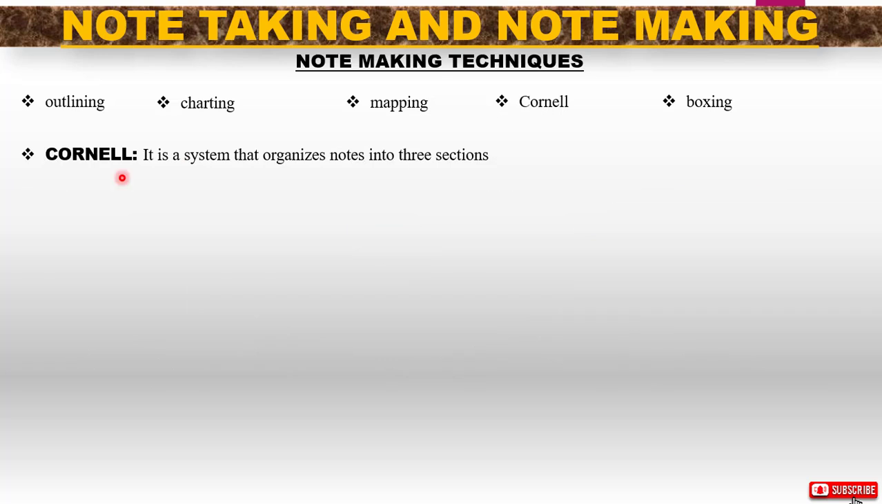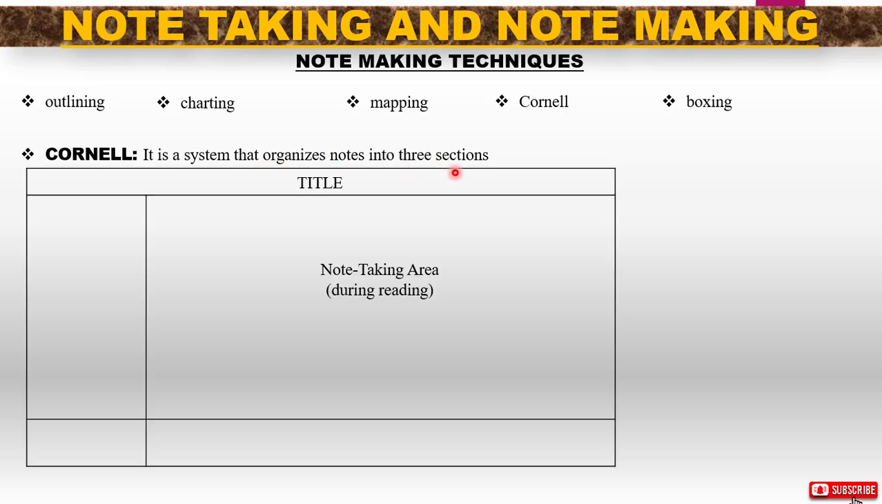What is the Cornell note-making system? This note-making technique was developed by professors at the Cornell University. It is a system that organizes notes into 3 sections. What are these sections? Here are the sections we are talking about. First of all, the title is written at the top, and then you create 2 columns. These are the 3 sections. This section, and then the 3rd section.